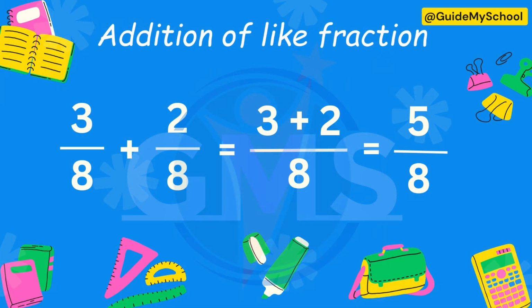Like fractions are easy to add. You have to take a common denominator for both and add the numerators only, not the denominators. So take 8 as the common denominator and add numerators 3 and 2. So we get 5 by 8 as the sum. That is our answer.